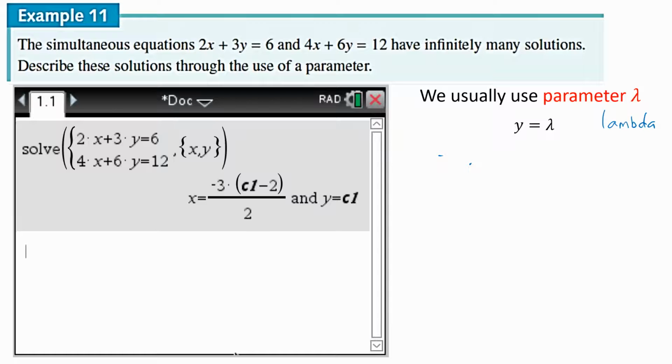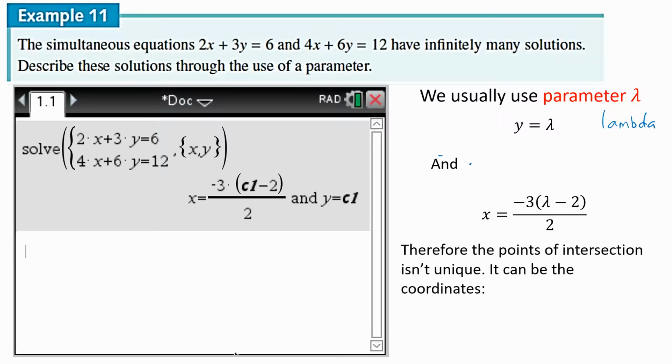And traditionally, conventionally, we know that that means a parameter. Okay? So when you write your answers in the exam, you'd say y equals lambda. Therefore, x equals -3 times (lambda minus 2) over 2. What does that mean? All it means is that all the points of intersection, remember this is infinitely many solutions, so all the points will lie on a line, and because it's not unique, you can have these coordinates. When y is lambda, then x is this. And that's how you write your coordinates.